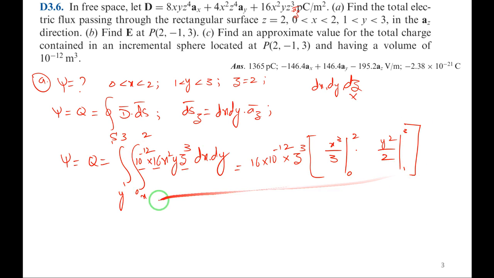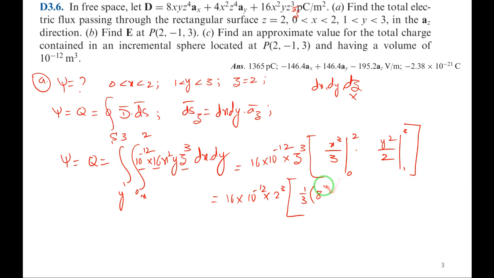Right? Okay, calculate this. So 16 into 10 power minus 12 into z. z is how much? 2. 2 cube. Right? Then open bracket. So calculate this. 1 by 3, upper limit minus lower limit. 1 by 3 into upper limit is 2 cube. That is 8. Right?